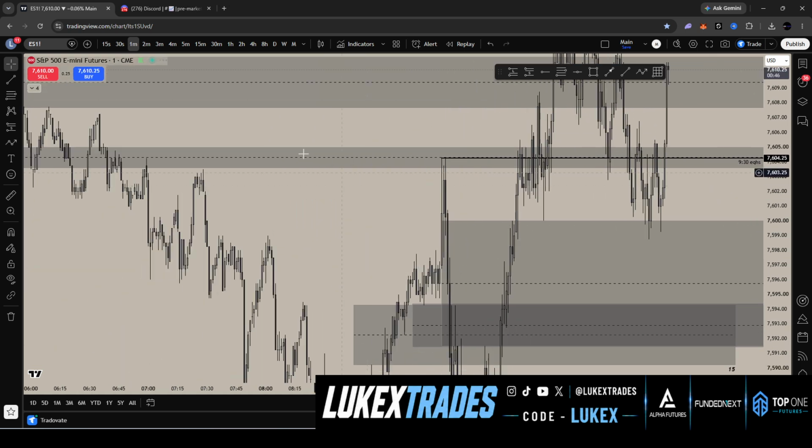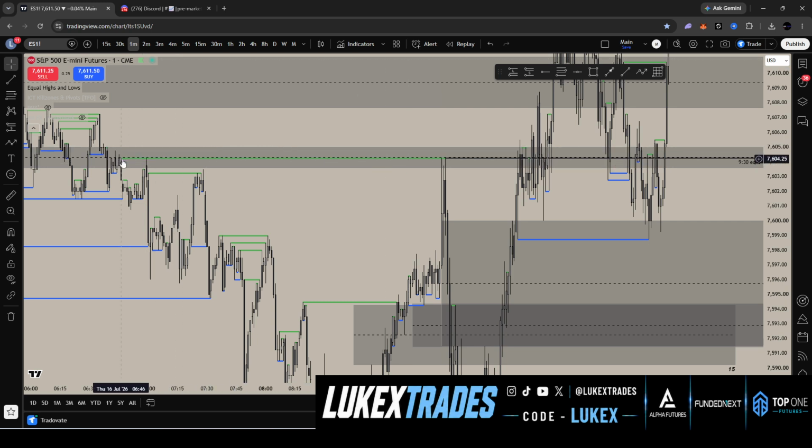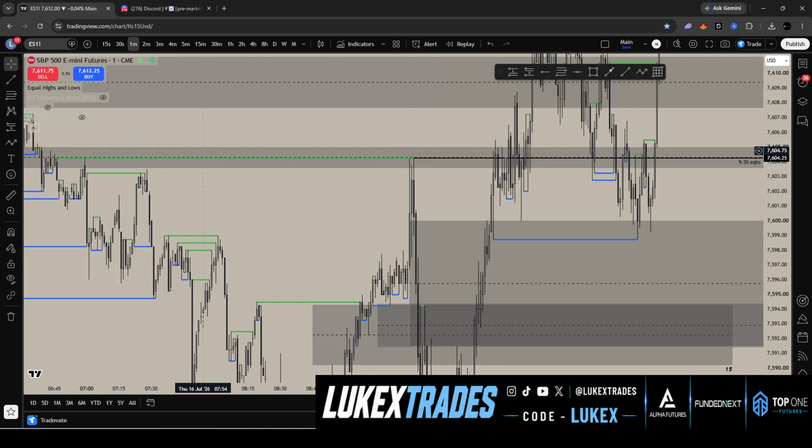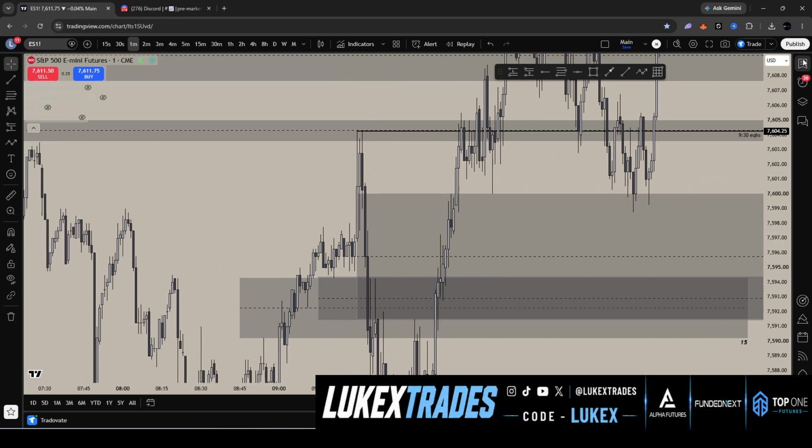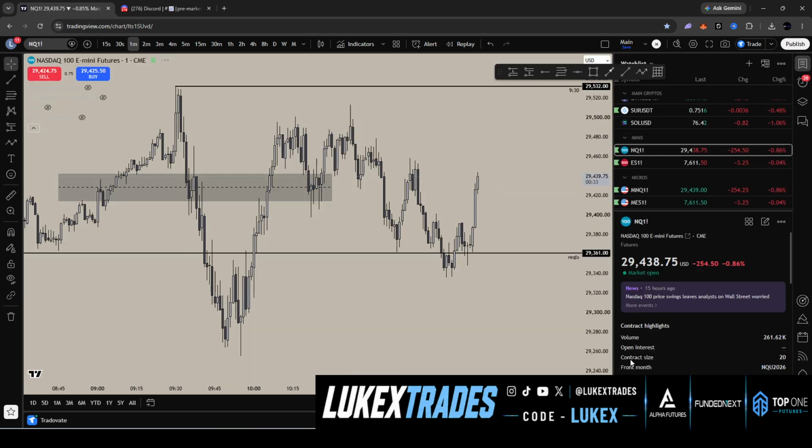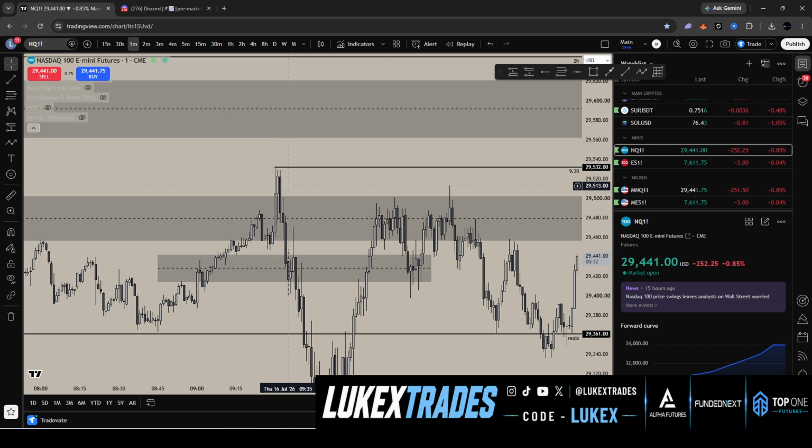The only issue I didn't like here was that ES left equal highs. So if we put the equal highs indicator on, you can see ES left all these equal highs resting in that gap. Now, can you short when there's equal highs? Yes, but personally, I was just a bit hesitant on it. We traded through this gap.